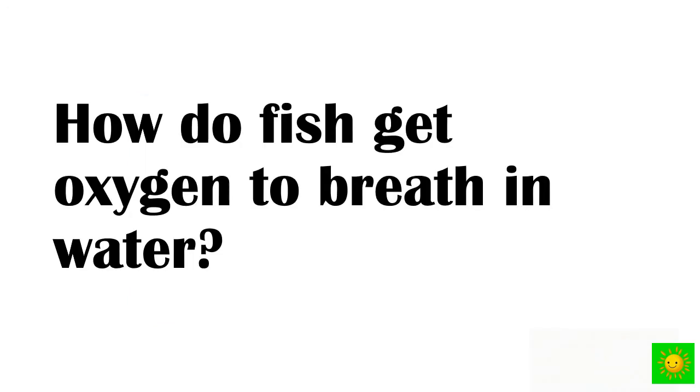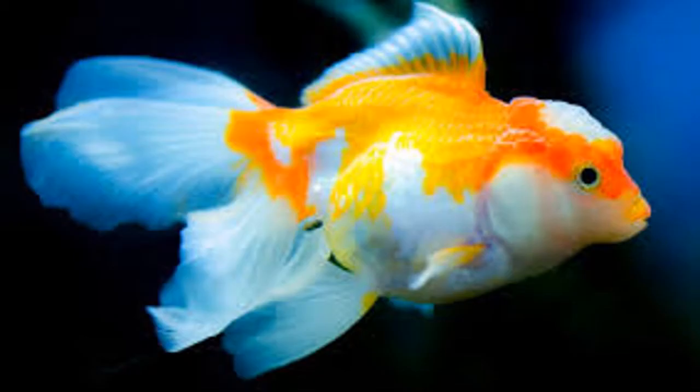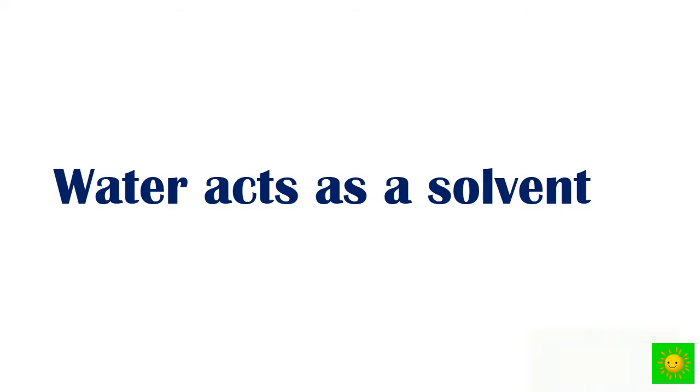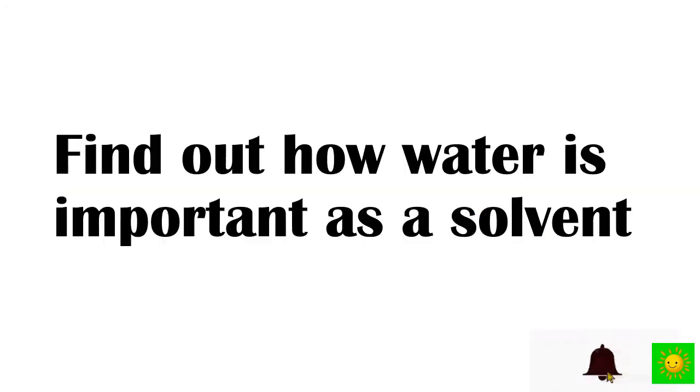All living beings need oxygen to breathe. How do fish get oxygen to breathe in water? They use oxygen that is dissolved in water. So we can conclude that water acts as a solvent. All the discussed phenomena are connected with this special function of water. Let's find out how water is important as a solvent.